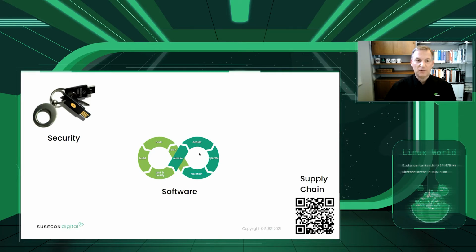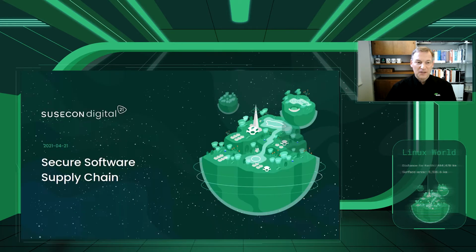And the QR code is representing the supply chain, because in many aspects of supply chain in the real world, not in the virtual and software world, QR codes help to testify a supply chain. So today we are discussing the secure software supply chain.